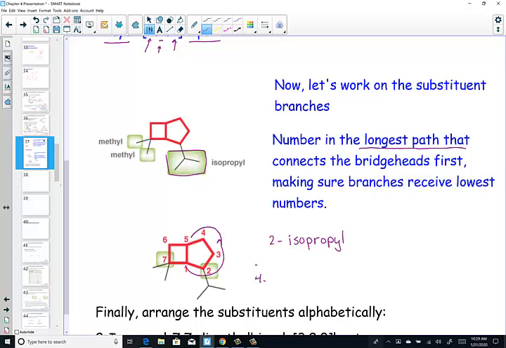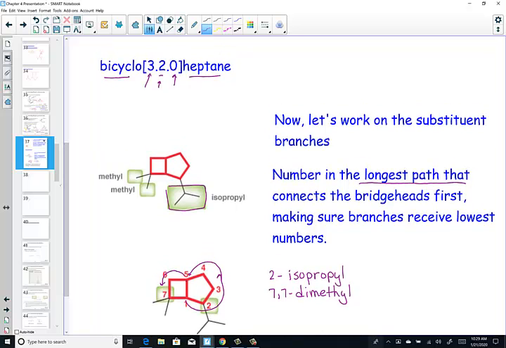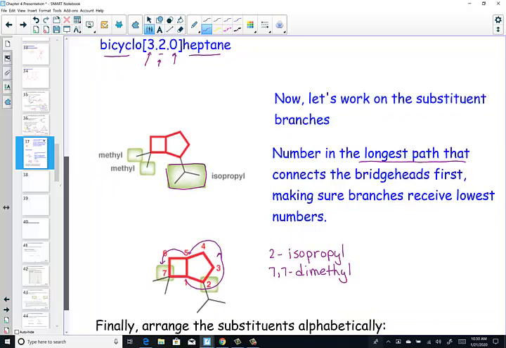When I got back to that original fuse, I went to the next longest pathway, which in this direction went here. I wouldn't go straight down because that was the shortest pathway. So go to the next longest pathway, and then we have at carbon 7, 2 methyl groups. So here we're saying 7,7-dimethyl. And we have that parent name we wrote up here, bicyclo[3.2.0]heptane.